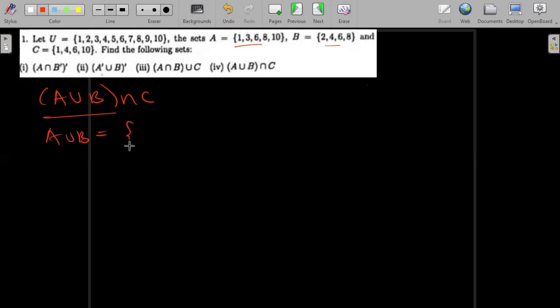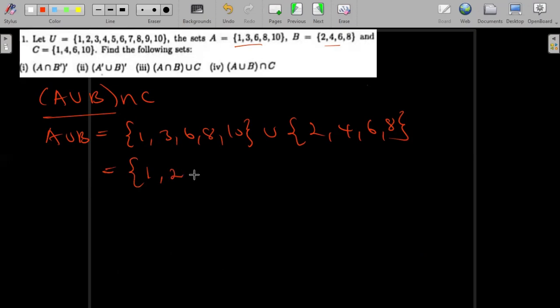So with my A, I have 1, 3, 6, 8, and 10. Then union, my B is 2, 4, 6, and 8. This is what I have. Now bringing all this together, I'll have 1, 2, 3, 4, 6, 8, and 10. So this is my A union B. Then this is intersecting with the set C.